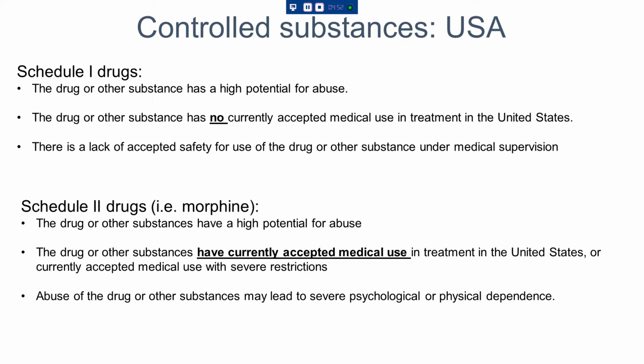Alternatively, Schedule 2 drugs concern drugs which still have a high potential of abuse, but they do currently have an accepted medical use. An example of this is morphine. Morphine has a very high potential for abuse. People do become addicted to it, but it does have some accepted medical uses, to treat pain, and it can be prescribed and given in hospitals. Abuse of these drugs may lead to severe psychological or physical dependence as well, but they do have medical uses.